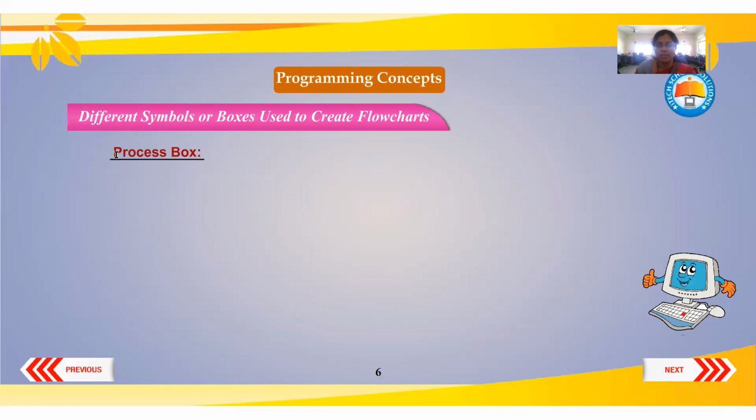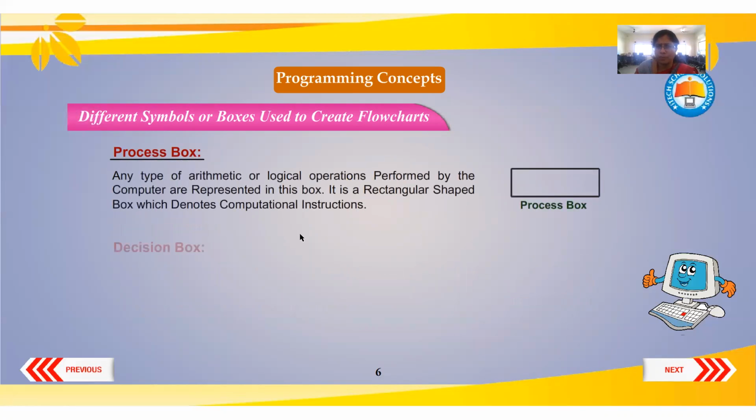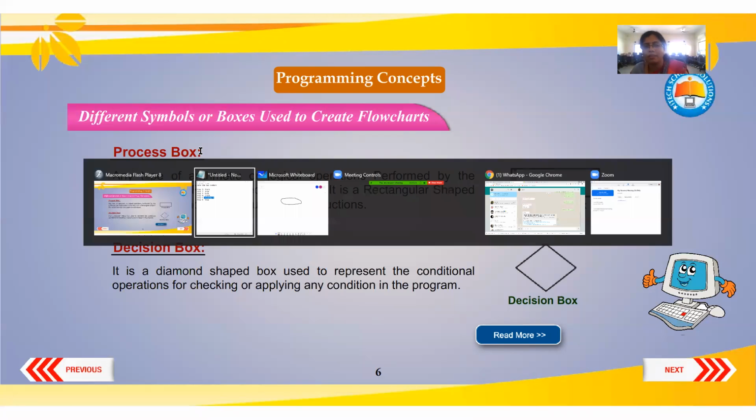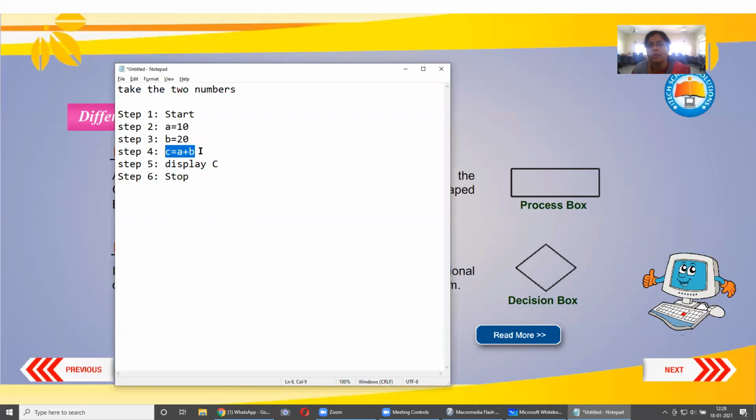Now let us go towards the next one. Process boxes. A perfect rectangular shape, right? The other one was a parallelogram. This is a proper rectangular shaped box. So any type of arithmetical logical operations performed by the computer are represented in this box. It is a rectangular shaped box which denotes computation instructions. Now here, this C is equal to A plus B.